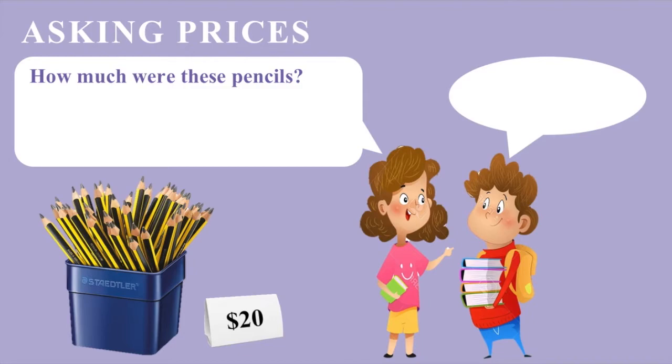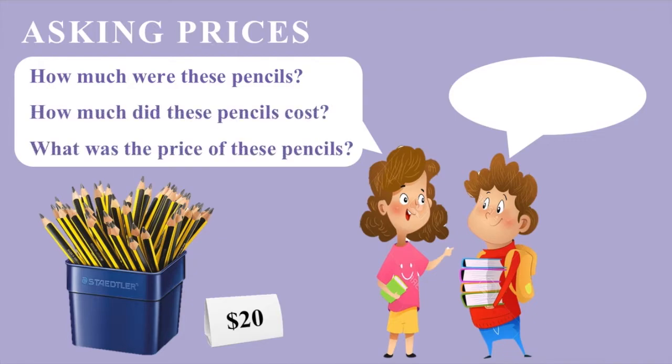Well, have you done? Okay, here is the key. Instead of saying how much were these pencils, you can say how much did these pencils cost or what was the price of these pencils. And to answer the question, you can say they were $20 or they cost $20. Remember that the sentence I give you is in past simple. So when you rewrite it, you have to use past simple too. Okay? So that's why here we use the auxiliary verb did and here we use the verb to be was.